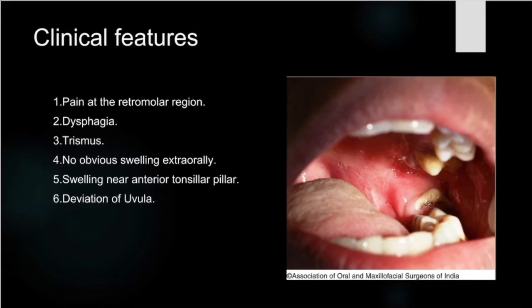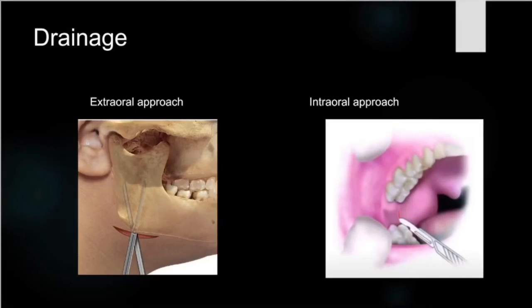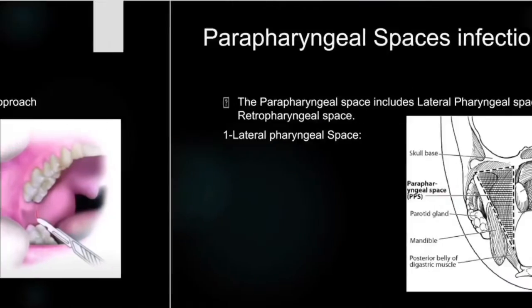Clinical features include little or no facial swelling and trismus, but trismus with no facial swelling is mainly due to needle track infection. Also with pain at the retromolar region, dysphagia, and no obvious swelling extraorally, swelling near the anterior tonsillar pillar, and deviation of the uvula. The drainage approach is either extraoral from a submandibular approach or intraoral through an incision placed lateral and parallel to the pterygomandibular raphe through the buccinator muscle.